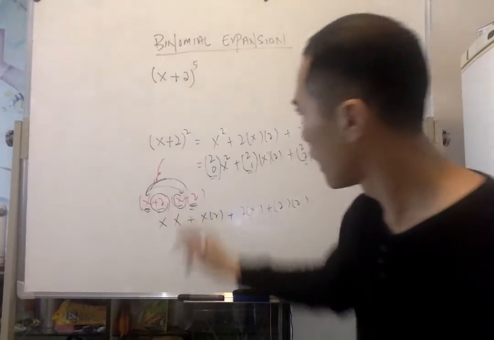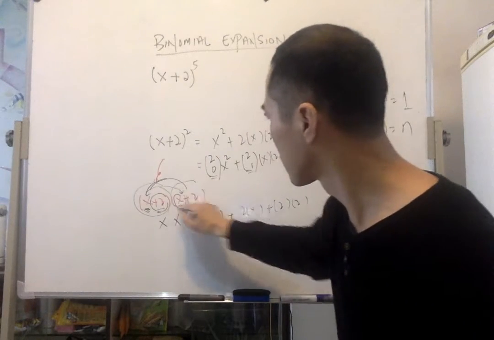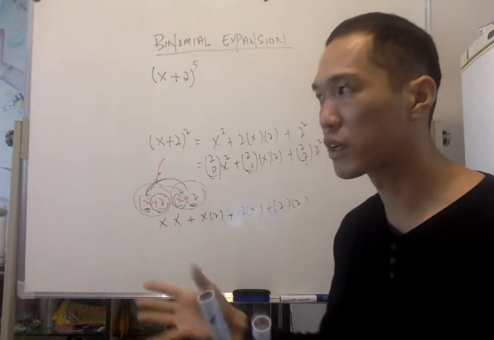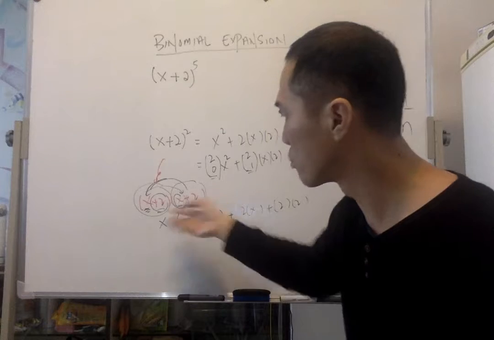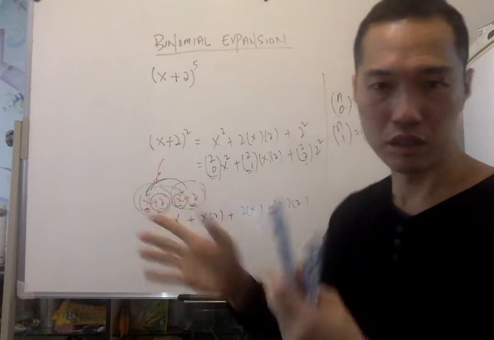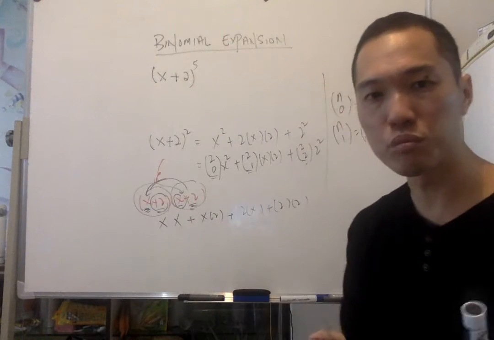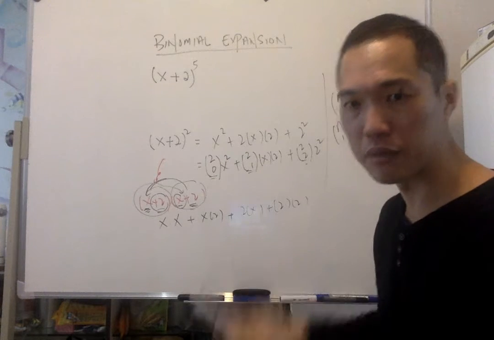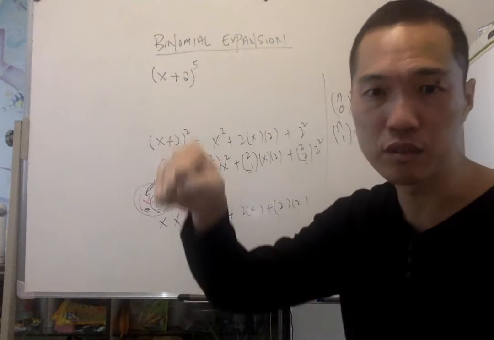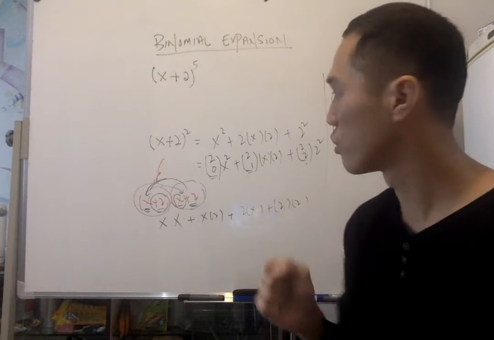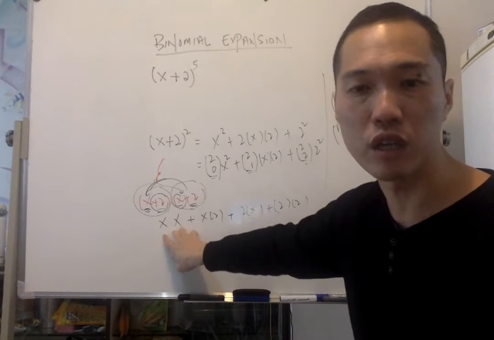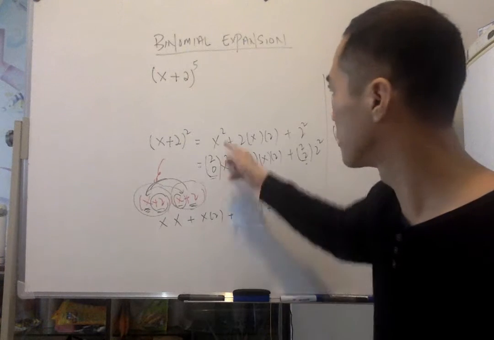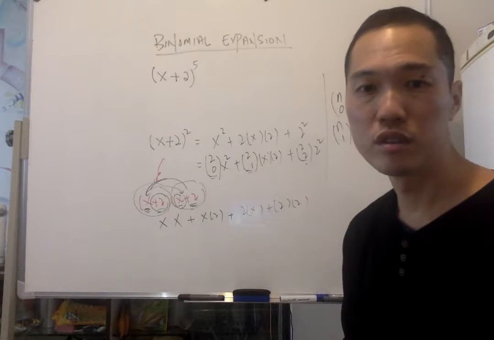So technically, I have two brackets, or 2 boxes. Assume that these 2 boxes have 2 items. The first box and the second box each have item x and item 2. I can pick any item from each box. So obviously, in the first box I choose x, and in the second box I also pick x, which means I get x squared. And this is only one way.